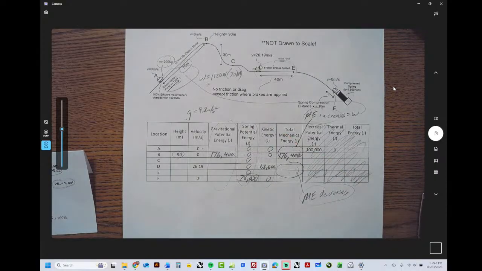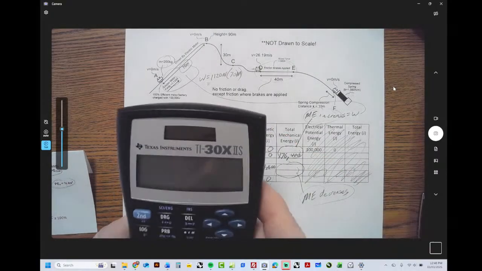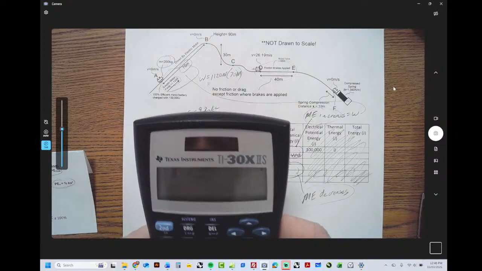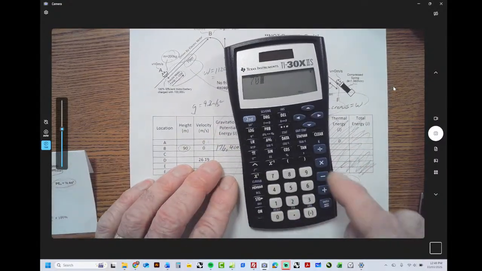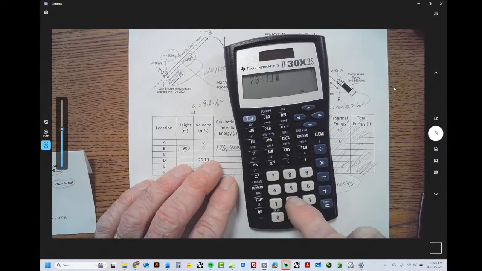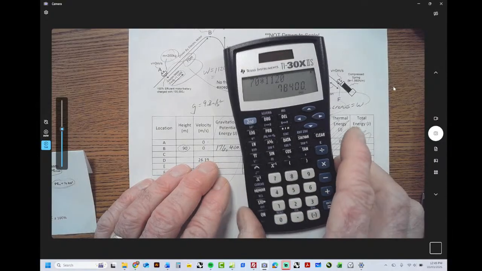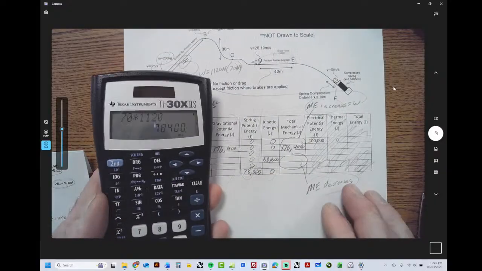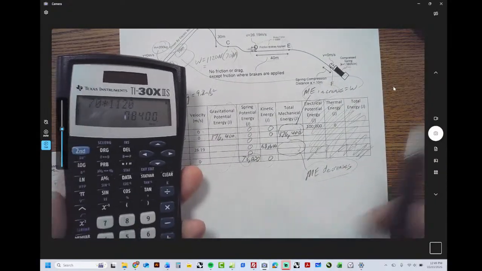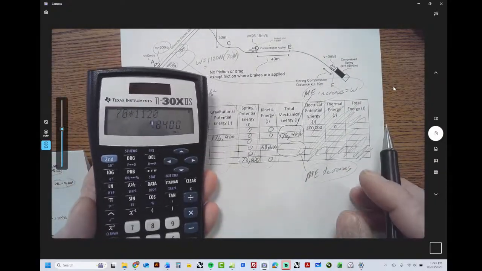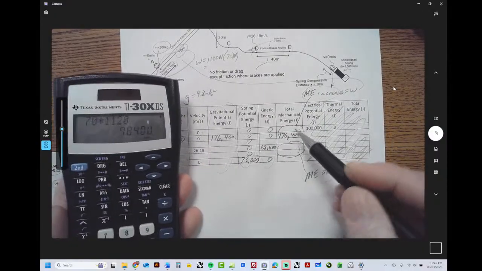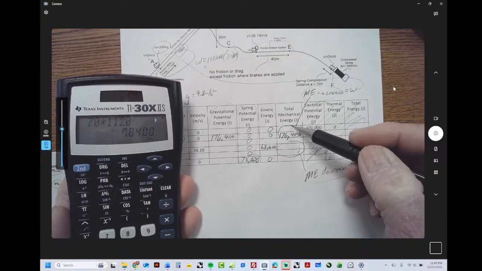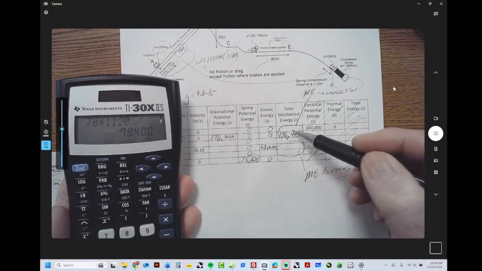Well, you know what? On my answer key, I don't think I really showed that. So let me do that now. 70 times 1,120 equals 78,400. So that's the work that was done there, and that's how much the total mechanical energy increases from here to here.